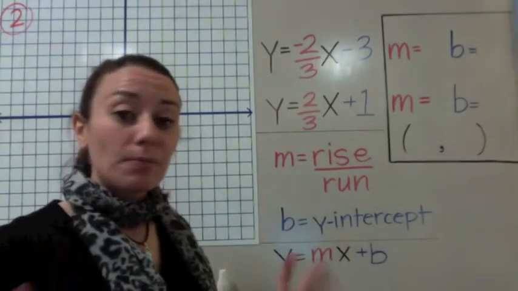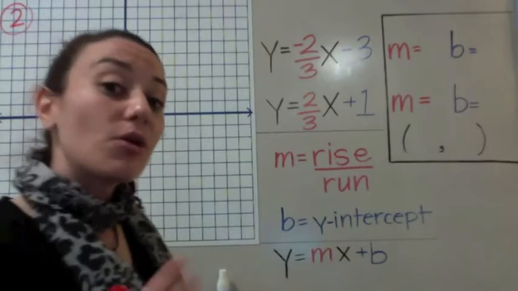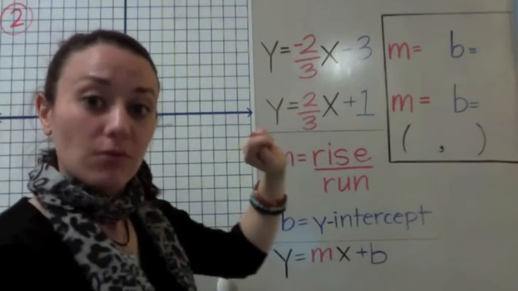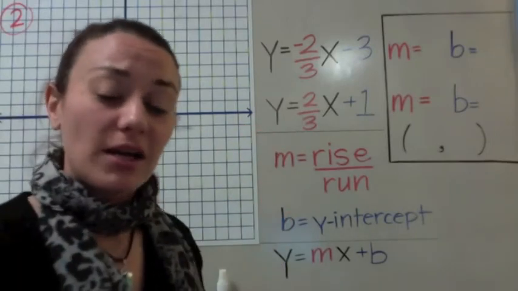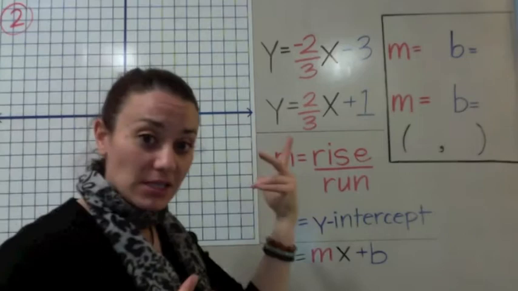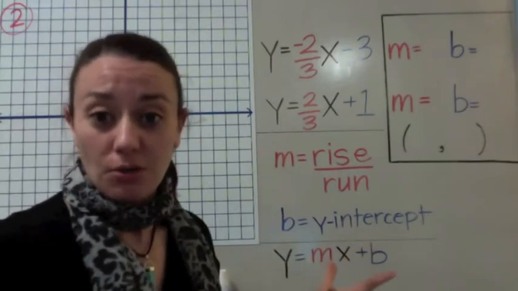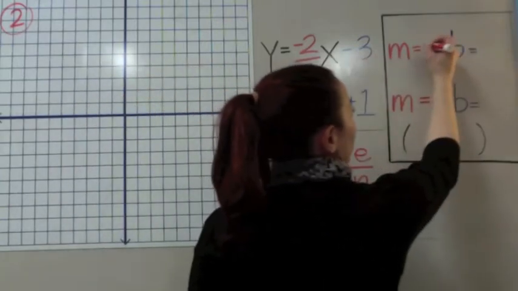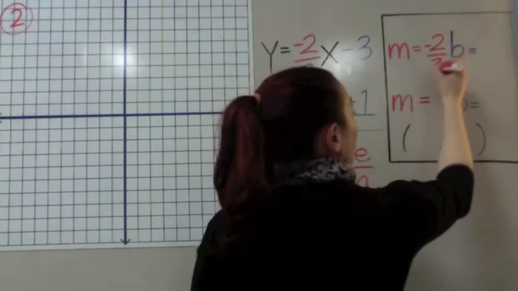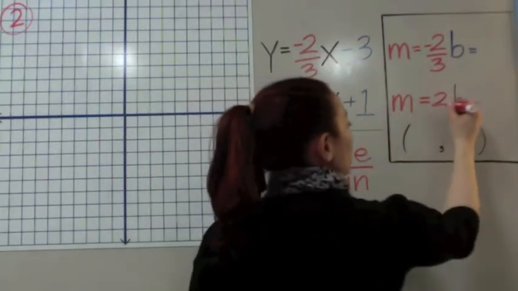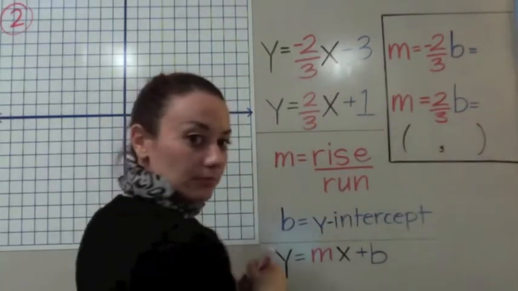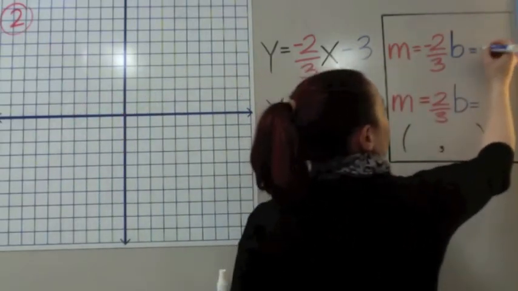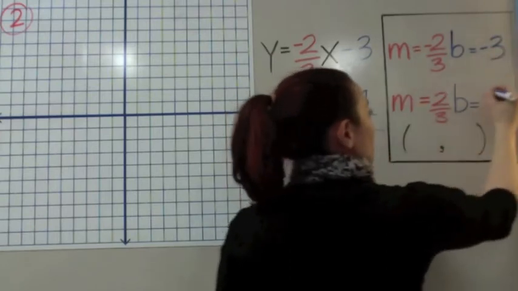Again, these are not going to be perpendicular to one another because in order for that to happen, this would have to be 3 over 2, okay? So not perpendicular, which means they're not going to intersect at 90 degrees. One is positive and one is negative, so they're probably going to cross, okay? So what is the slope of the top one? We said it was negative 2/3, and this one is positive 2/3. What are the y-intercepts? Here, b is -3, and here, b is 1.